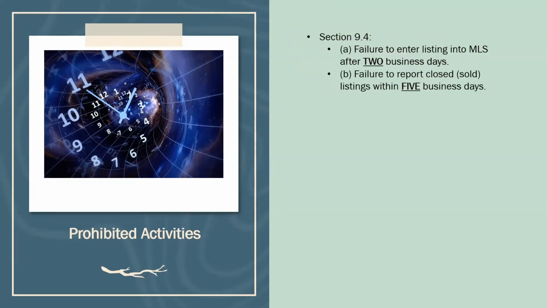Failure to report a closed or sold listing within 5 days. So once you sell a listing, you've got 5 days to report it to the system that it's closed. If you do it on the 6th day, you can't correct it. So that's why prohibited activities are hard or impossible to correct. You don't control a time machine that can go back and fix it for you.